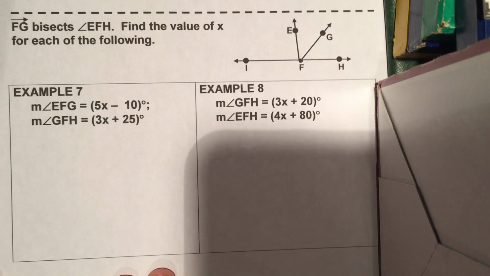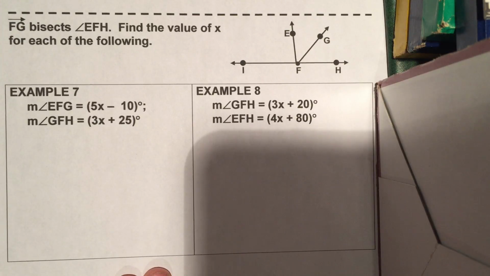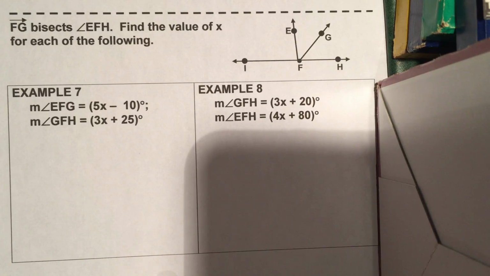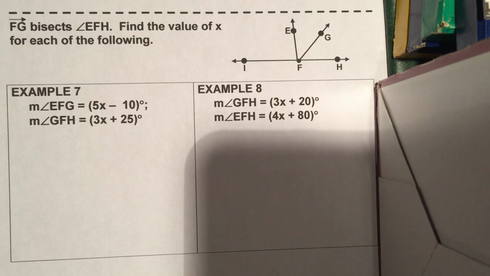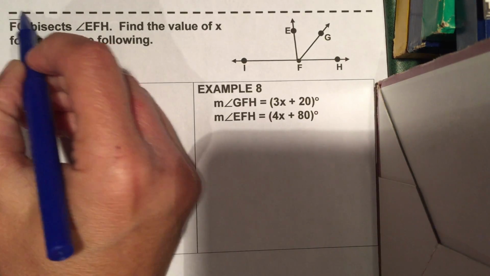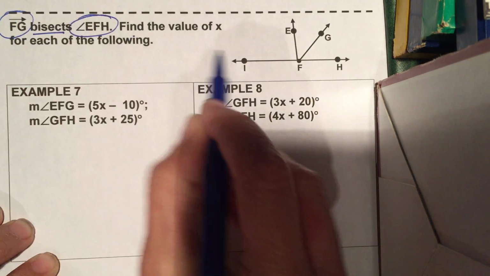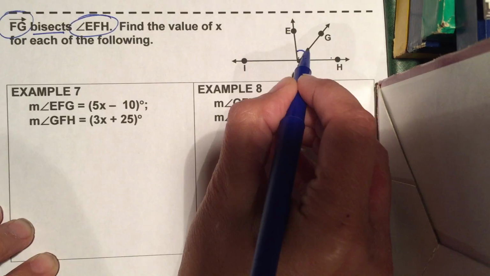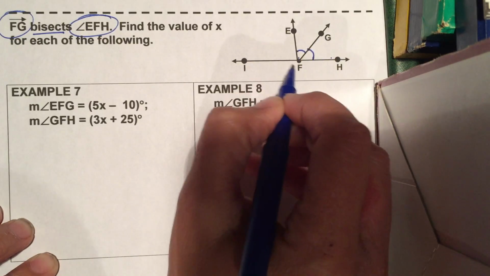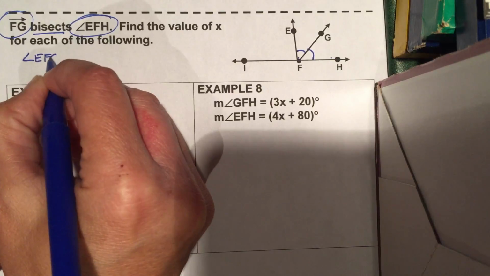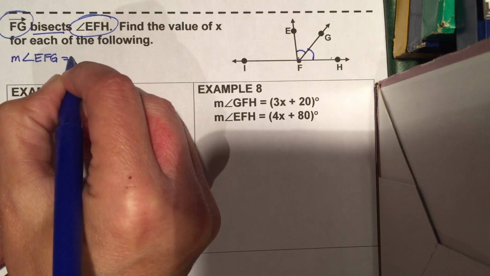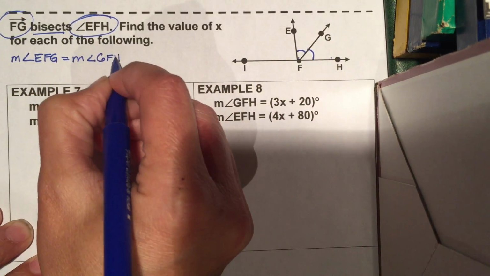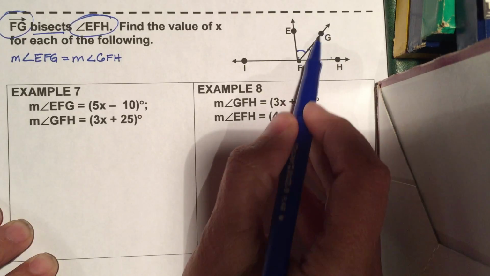So using that idea, we come down here and it says ray FG bisects angle EFH. Find the value of x for each of the following. So it tells us that ray FG bisects angle EFH. Ray FG bisects, so we're going to mark these congruent. That means the measure of angle EFG is going to equal the measure of angle GFH.